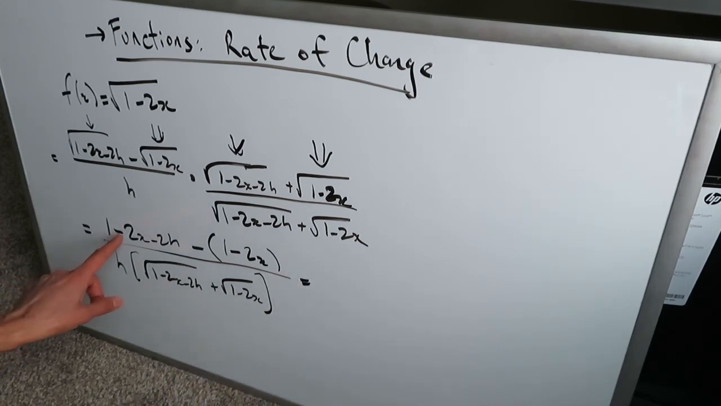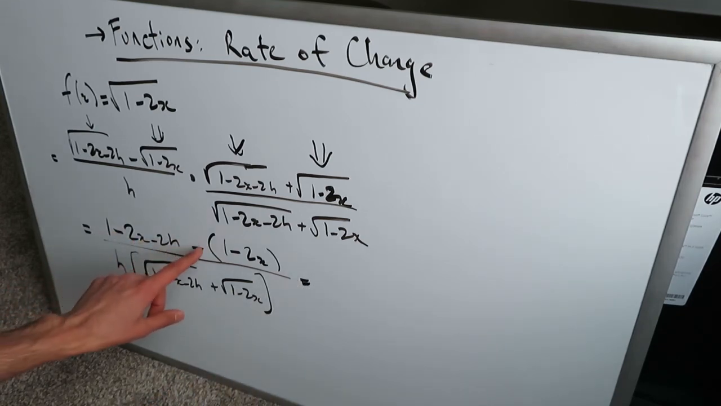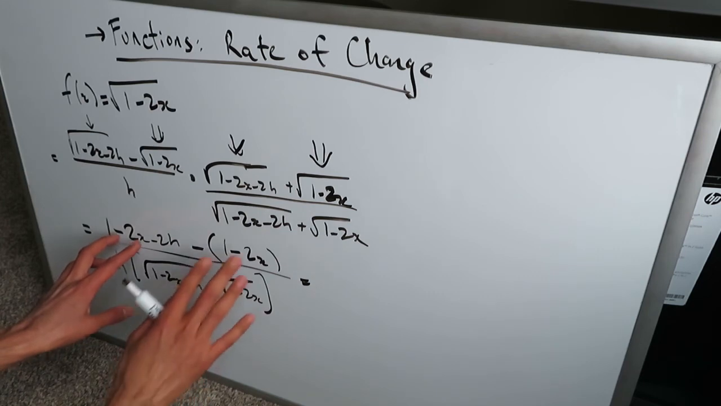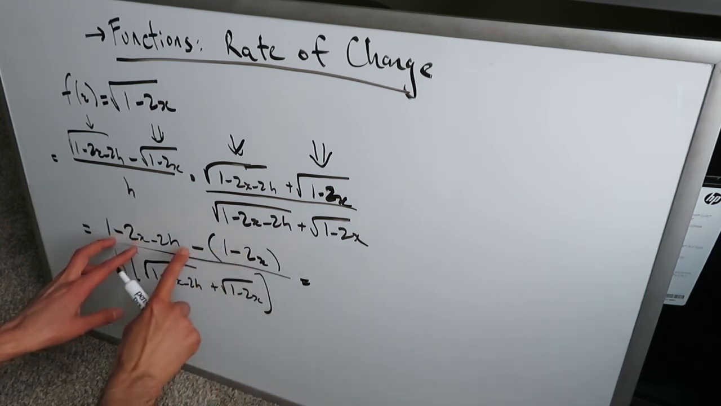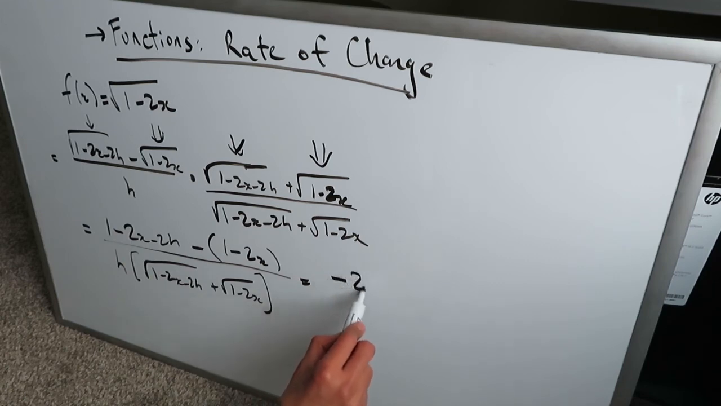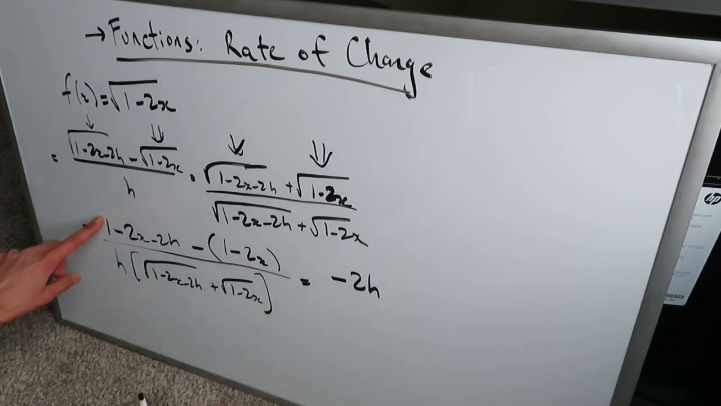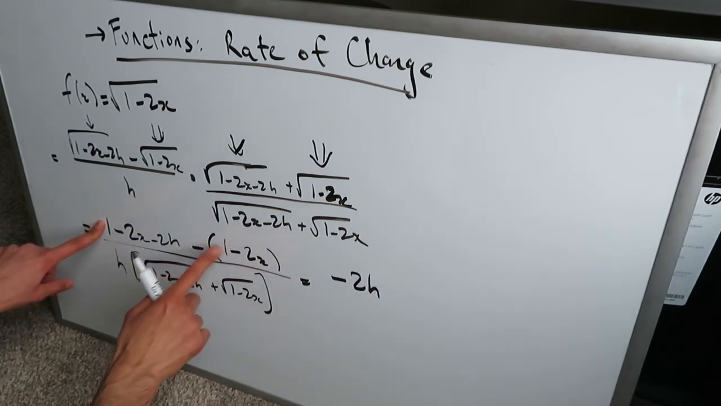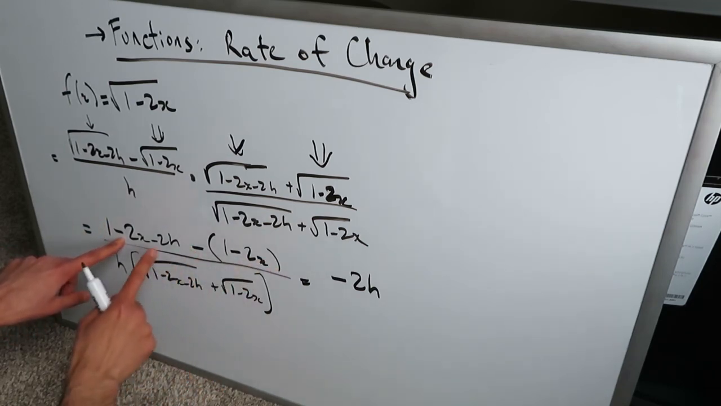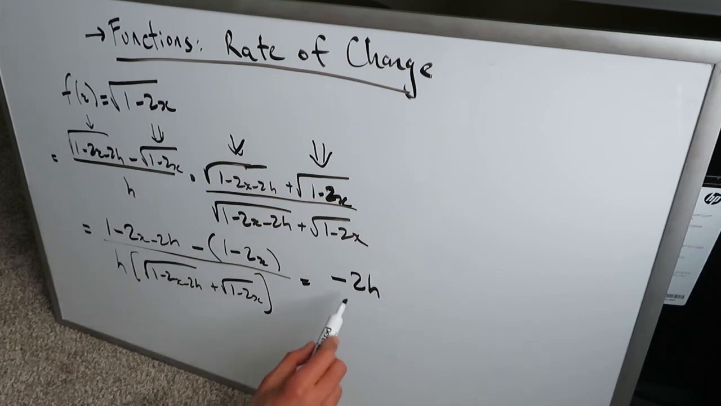I have a 1 minus 2x minus 2h minus 1 plus a 2x. You see this plus 2x and this minus 2x will cancel out, and this 1 and this minus 1 will cancel out. All you'll get left with at the end is a minus 2h. You can see this positive 1 will cancel with this minus 1. This minus 2x will cancel with this positive 2x. So you're only left with a minus 2h on the top.